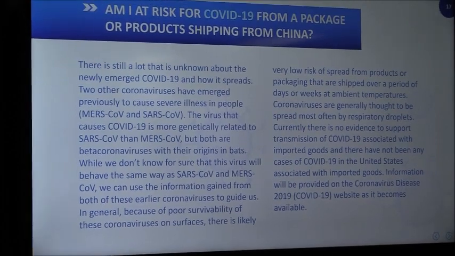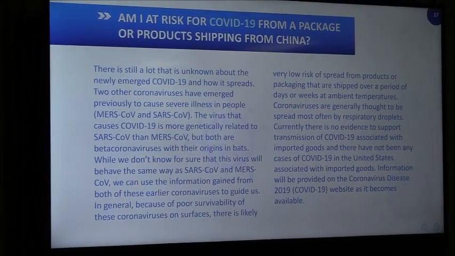All right, am I at risk for COVID-19 from a package or products shipping from China? That was one of the statements I made a while ago. This slide may be outdated by now, but I'll go ahead and just go through it. There's still a lot unknown. They're trying to figure it out.